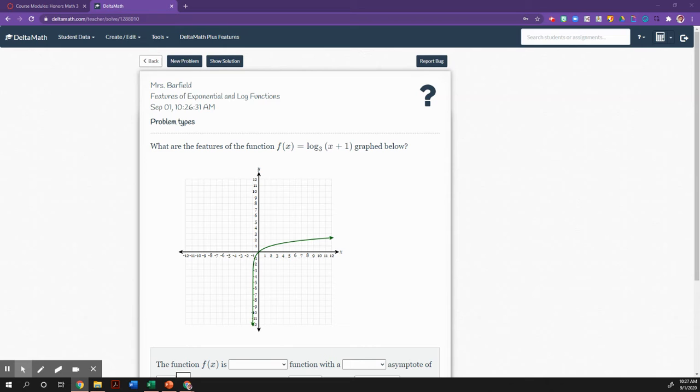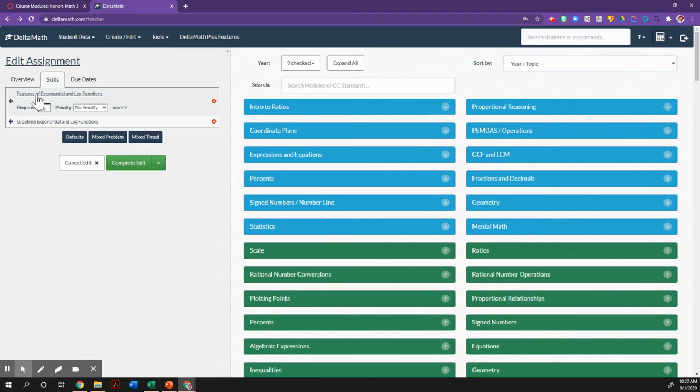Because if you look right here at the beginning of your Delta Math assignment, it says features of exponential and log functions, graphing exponential and log functions. We are not to log functions yet, but we can still use these problems to help us practice. Now, if you notice, you've got no penalty. So that means if you get a problem "wrong," skipping it is not going to affect your grade.